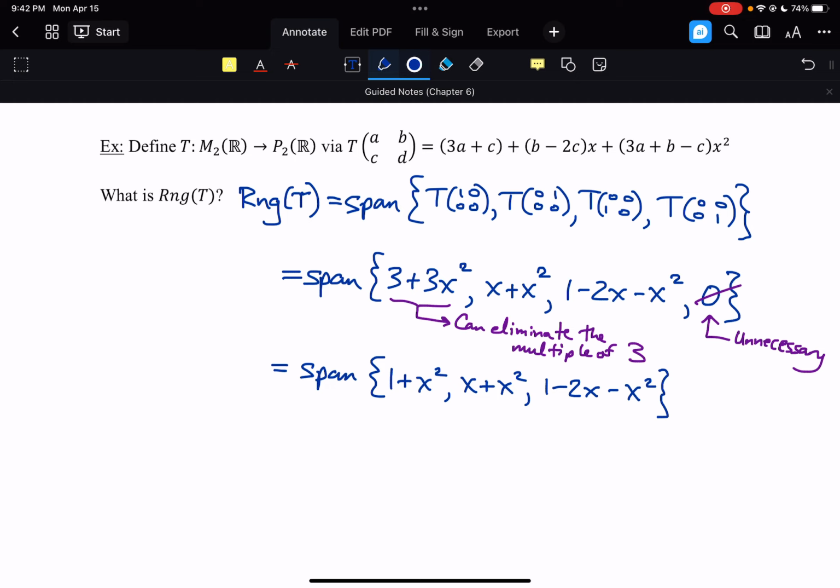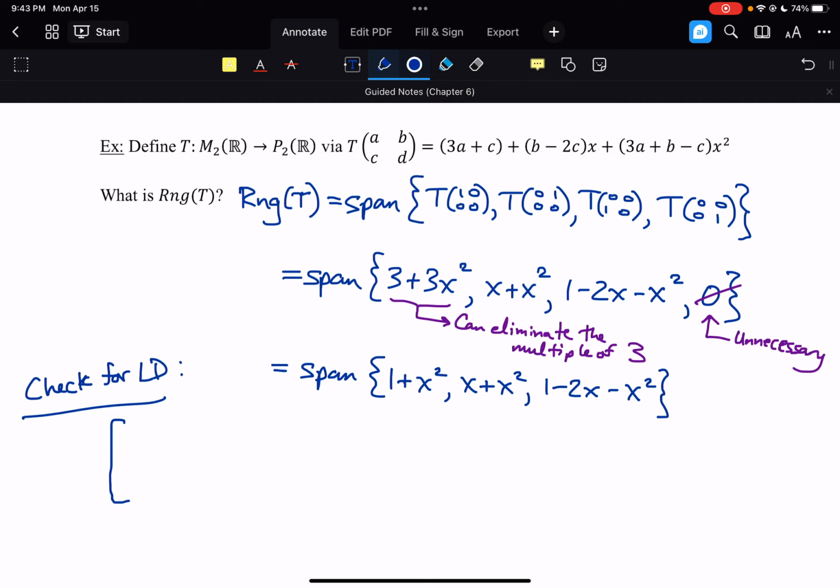Now the next question. The span of all of these vectors covers some portion of P2, right? Not necessarily every portion of P2. There could be polynomials that cannot be created out of the span of these. That's possible. But the question is, can these vectors create each other? Are there any dependencies among them? So we're going to check for linear dependencies.